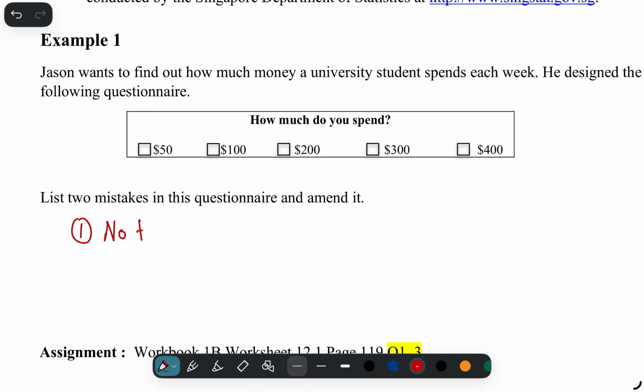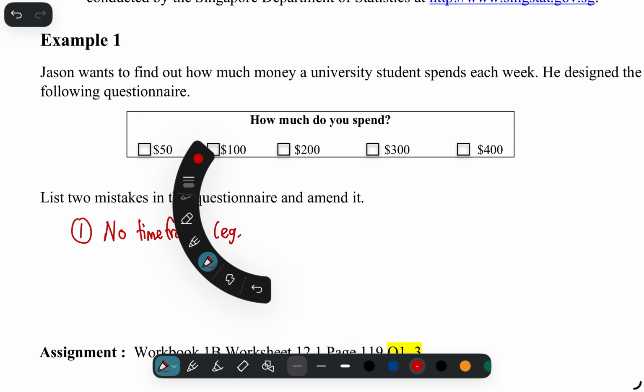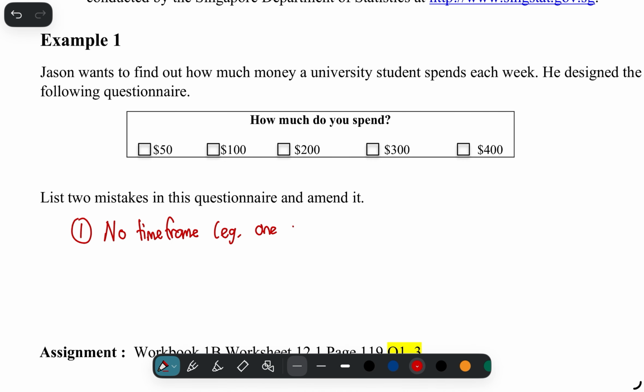No time frame, meaning that I don't know if this question is asking me how much money I spent in a month or a year or each week. So for example, you can say 1 day or 1 week. This is very unclear in the questionnaire given to us.